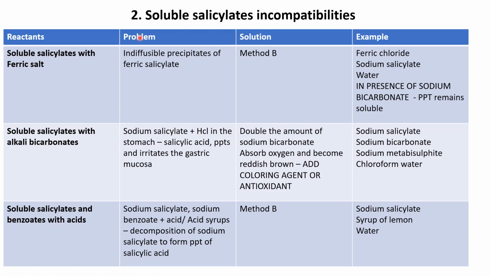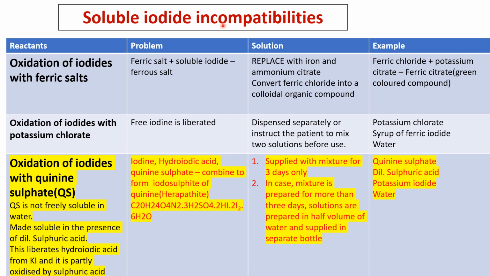Now the same thing I discussed with two or three examples, like sodium salicylate incompatibilities. Soluble salicylates with ferric salts form indiffusible precipitates, so use method B. Discuss any one of these methods as I explained in the previous slide. Consider the reactant, problem, solution and example. Similarly, for soluble iodides, a very good example which you have to remember is the oxidation of iodides with quinine sulfate. This is very important.